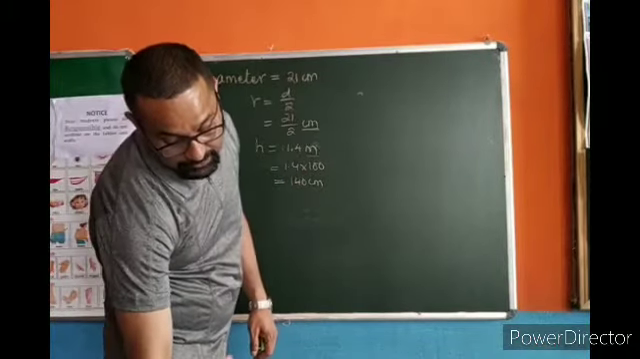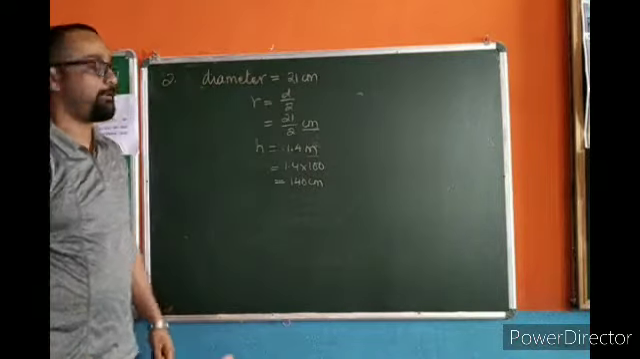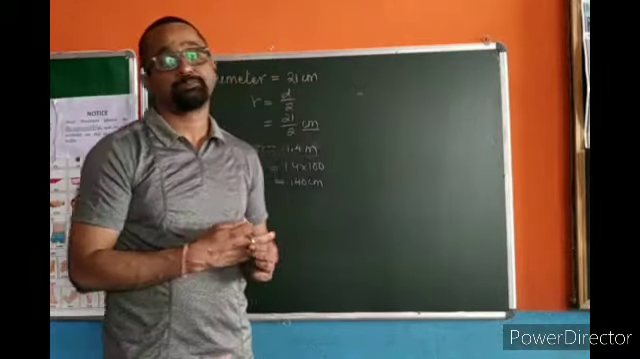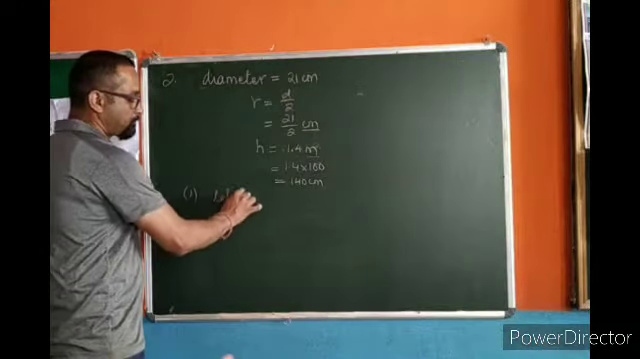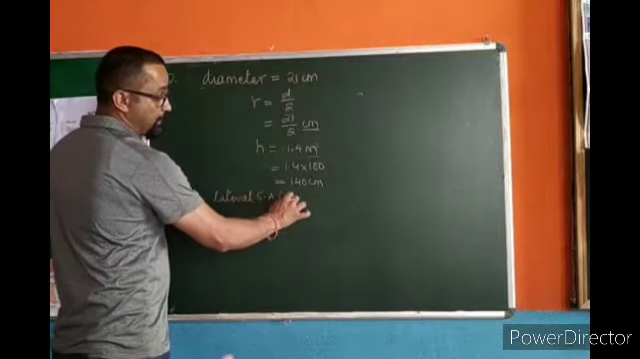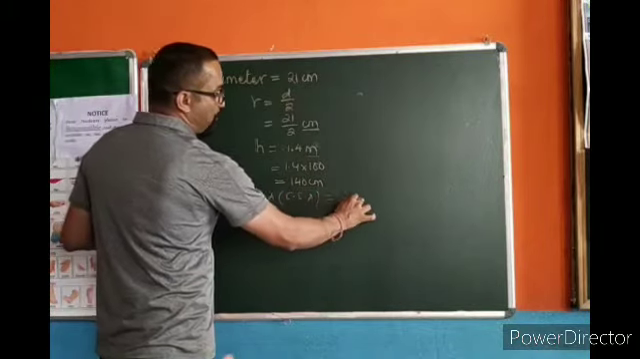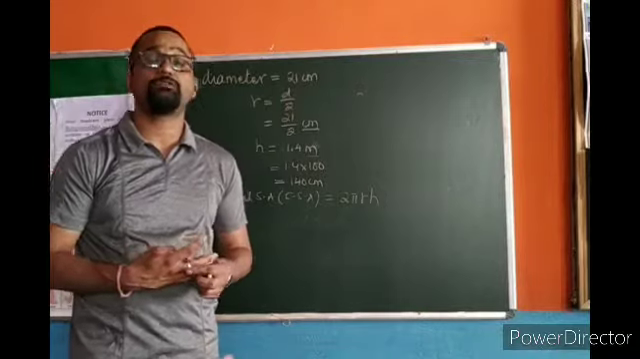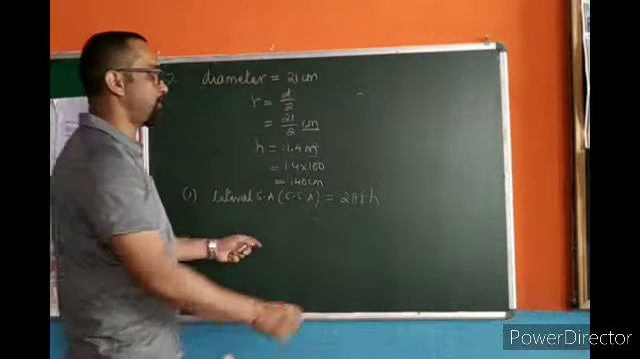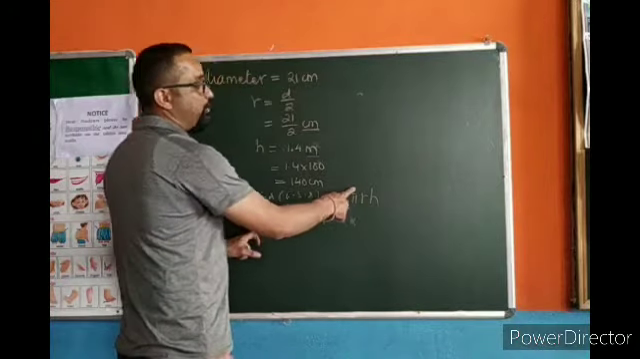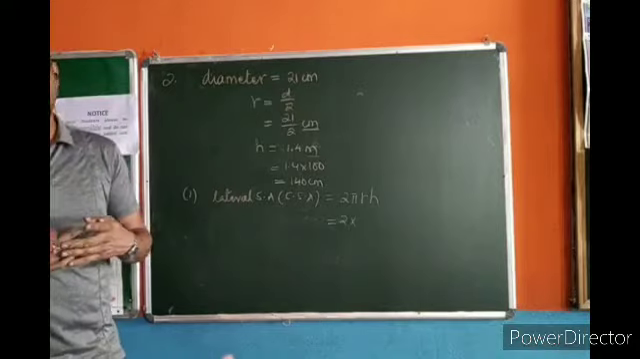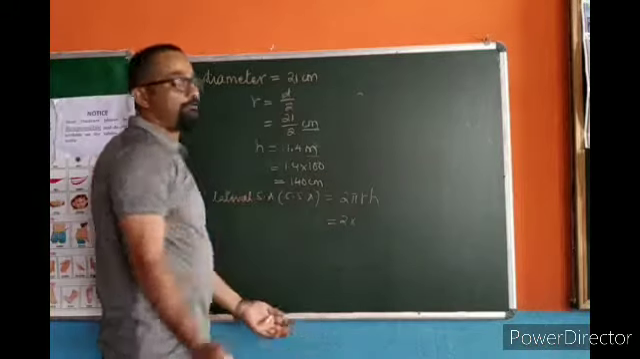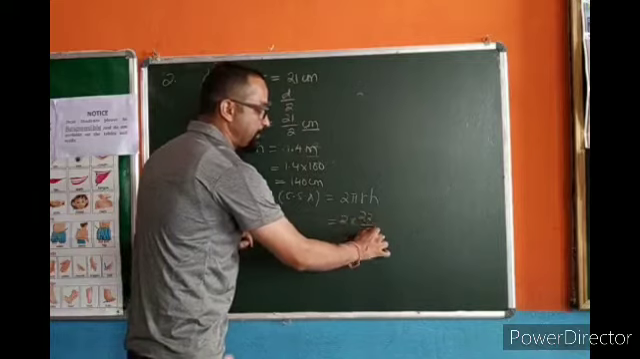Then question says find its outer lateral surface area. Lateral surface area is another name for curved surface area. 2 pi rh is the formula to calculate curved surface area or lateral surface area of a cylinder. Geyser is in form of a cylinder. 2 into value of pi, either it can be taken as 22 by 7 or 3.14 as given in the question. Question does not have value given, so we take 22 by 7.